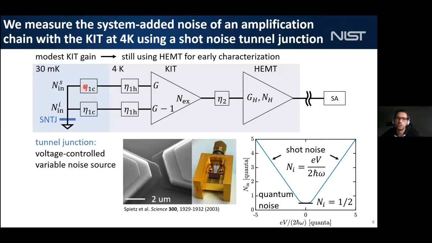Now between the junction and the kit, you have some loss at 30 millikelvin, you have some loss at 4 Kelvin, and you also have some loss between the kit and the HEMT. And yes, we actually kept the HEMT here because for the time being, the kit that we fabricated can only reach about 16 dB of gain. And so finally, at the output, we are going to measure the noise on the spectrum analyzer.